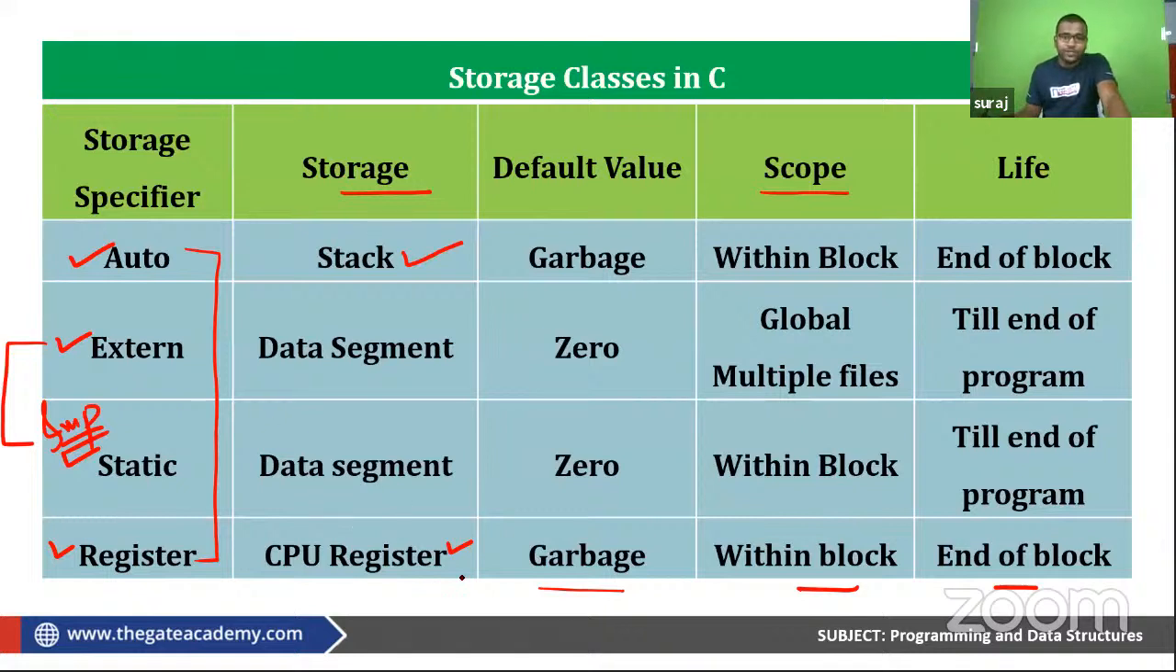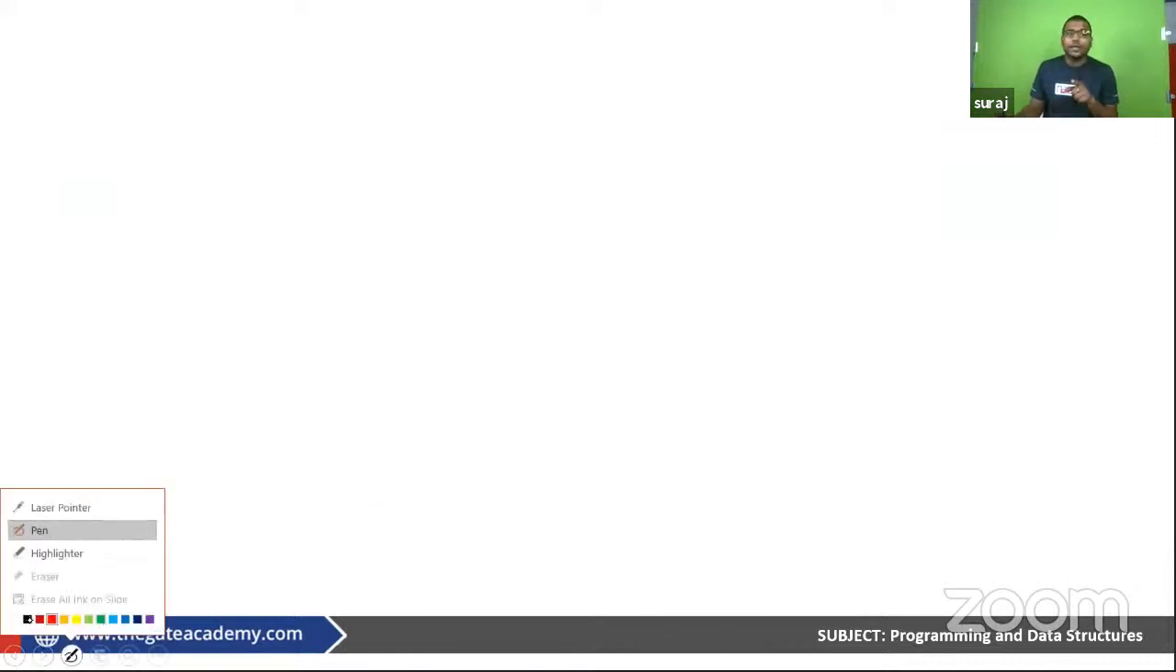Now see, one thing: since it is a CPU register, you will never get the address. You will never have access to the address of a CPU register. So if you want to get the address of a CPU register, it is not possible. There is only one class where you will not get the address of the variable, that is the register class. Understood? Is everything going fine?